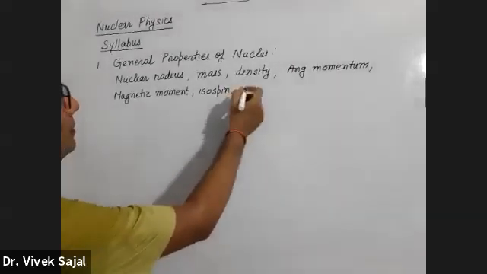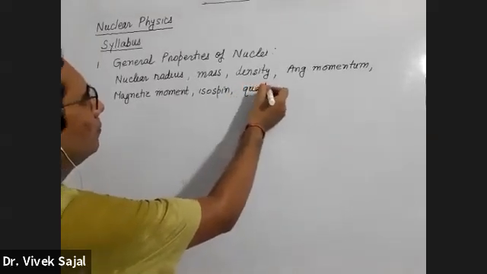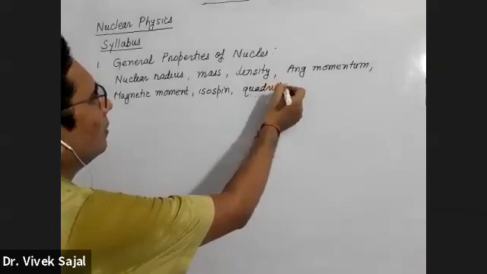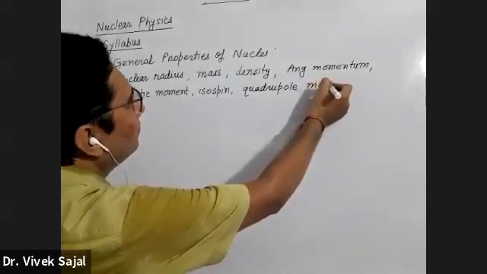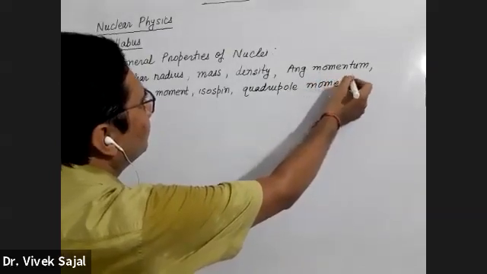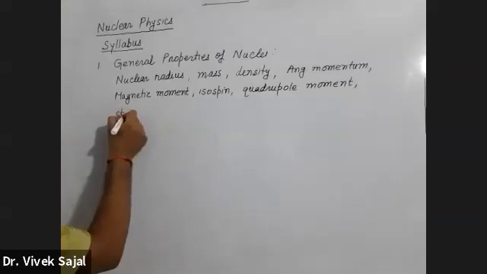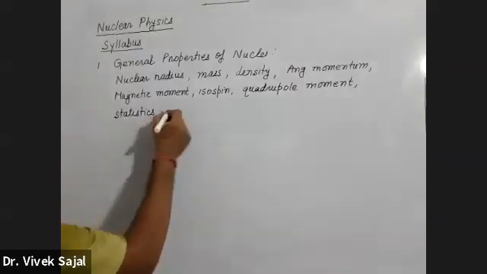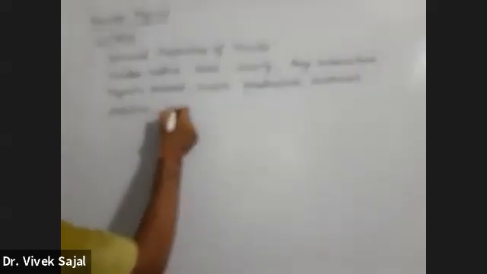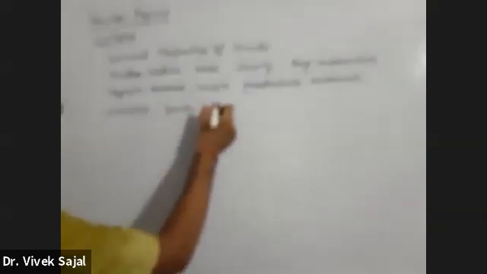Isospin. After this, we will discuss quadrupole moment. We will discuss statistics, the different statistics associated with different nuclei. Parity, we are going to discuss, and then binding energy.